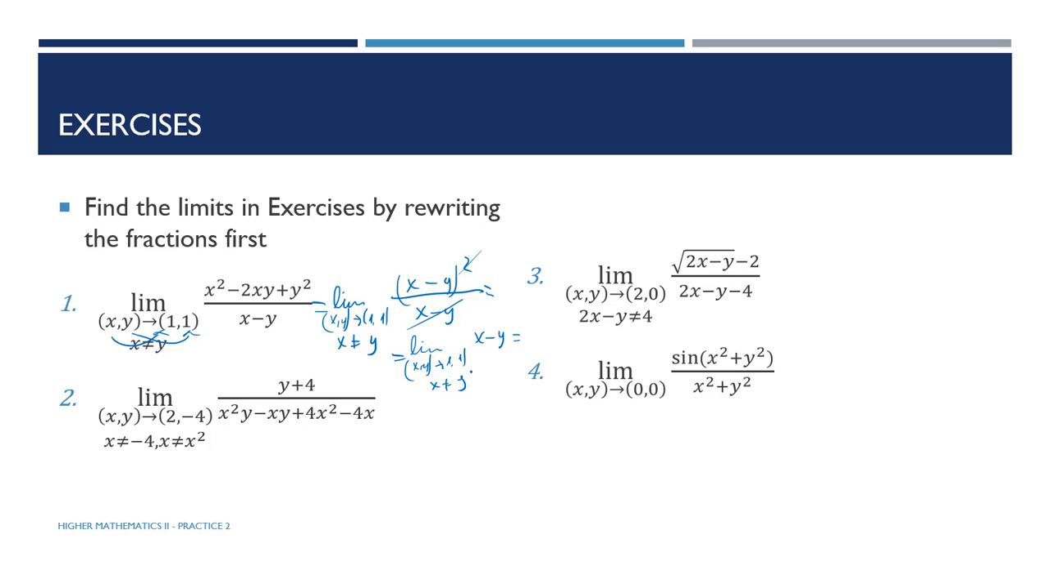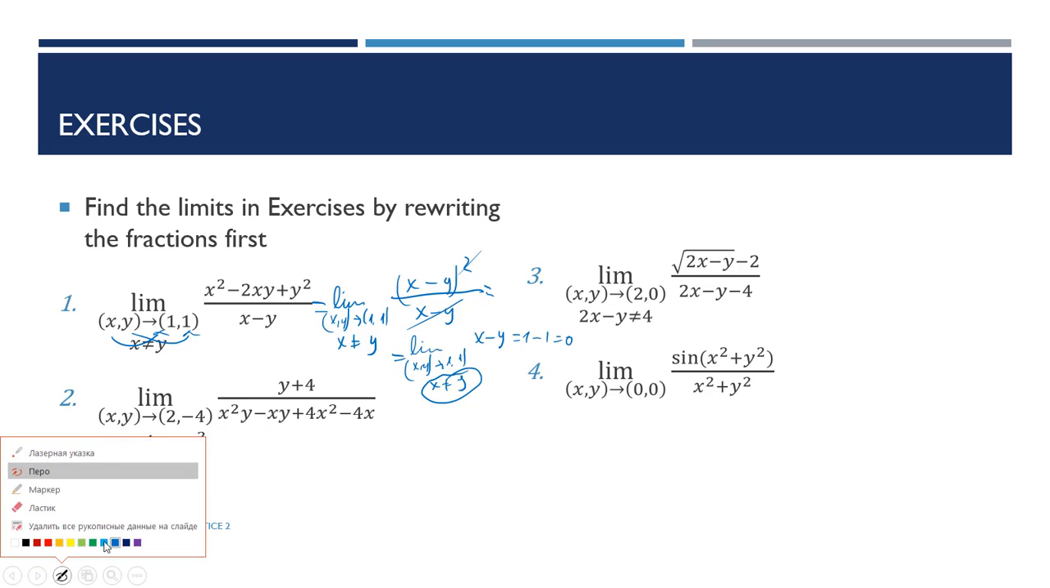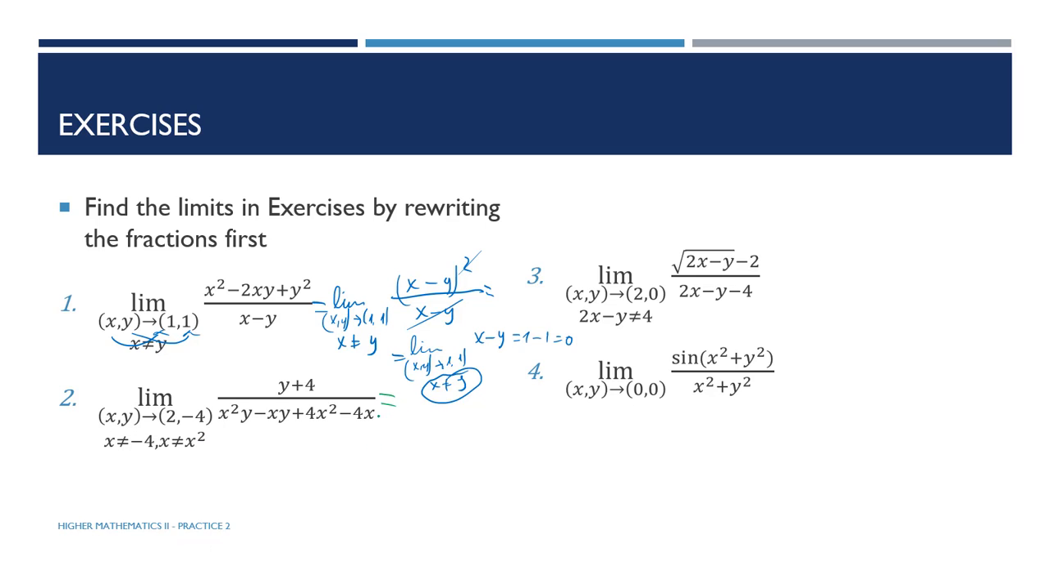So now I don't have to write this one because I don't have a denominator now. Just plug in ones. 1 minus 1 gives me 0. Okay. And exercise 2 says, let me take another color now. In exercise 2, find something to rewrite this expression. (x, y) tends to (2, -4), x is not equal to -4.